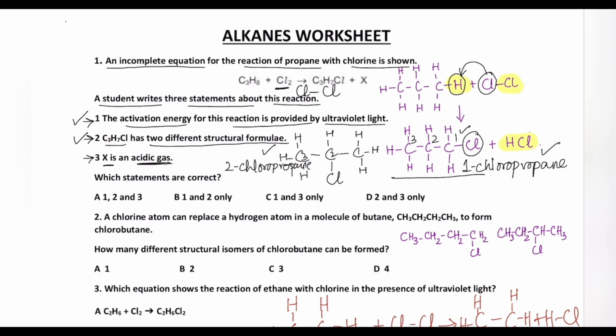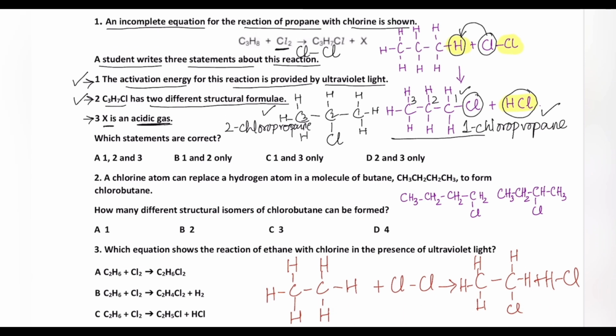Third statement is X is an acidic gas. Okay, hydrogen chloride gas is acidic as when it dissolves in water it gives hydrogen ions. This means that it is an acidic gas. So the question is, which statements are correct? All of the 3 statements 1, 2 and 3 are correct. So option A will be the right answer.